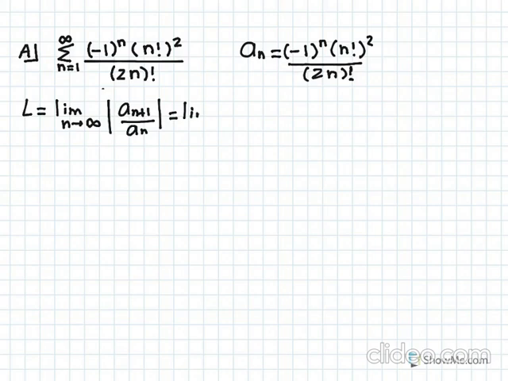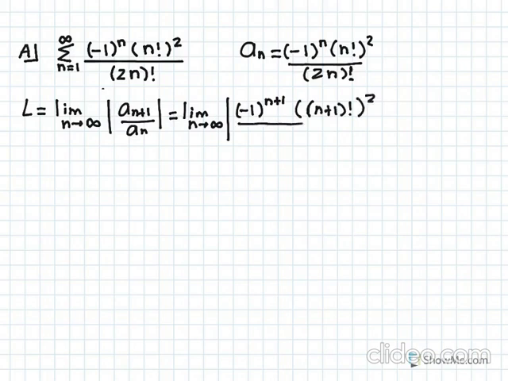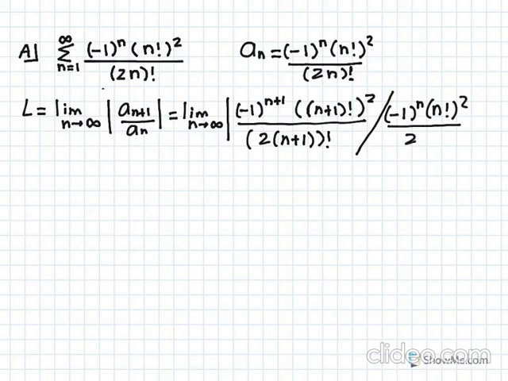This is equal to the limit as n approaches infinity of the absolute value of negative 1. Now, wherever we see n, we plug in n plus 1 because we're looking at a sub n plus 1. So negative 1 to the power of n plus 1, and we get n plus 1 factorial, so n plus 1 factorial all squared divided by 2 times n plus 1 all factorial. And now we divide by negative 1 to the power of n times n factorial squared divided by 2n factorial.